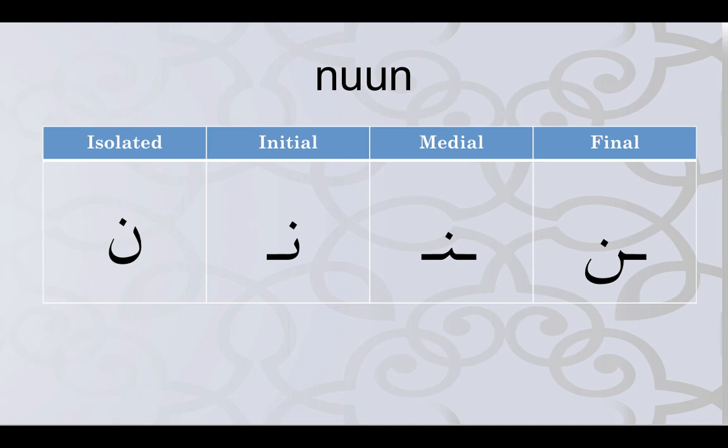The next is the letter noon. The letter is noon. Its isolated form you've already learned on the left side. The initial, medial, and final are written different from one another. And this is the letter noon.